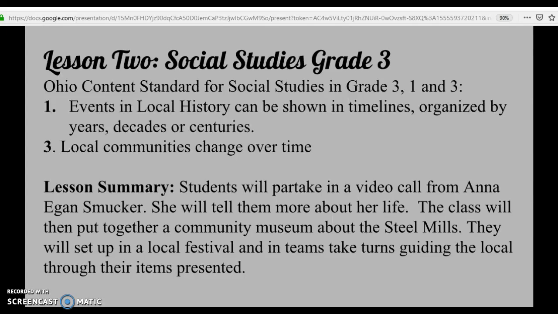After their video with Anna, the students will create a museum together. They can pair up or they can do it in single. It's up to them. That they'll present at a local festival, and they'll be able to talk to the community about the things that they learned.